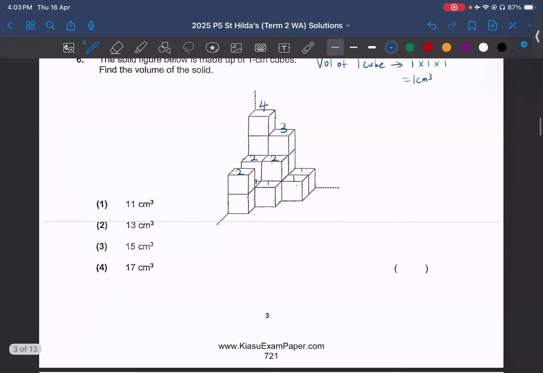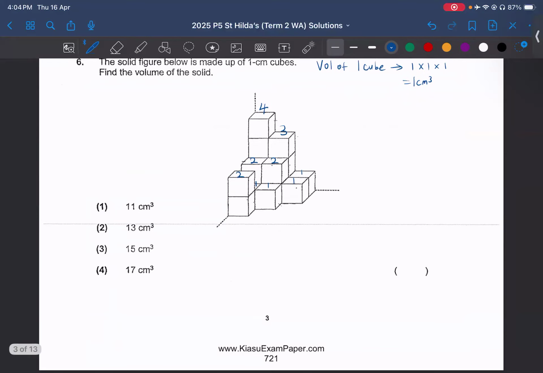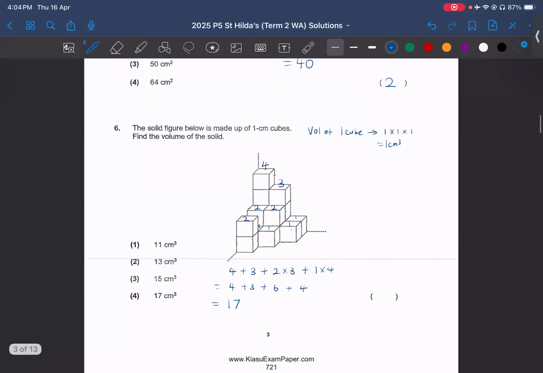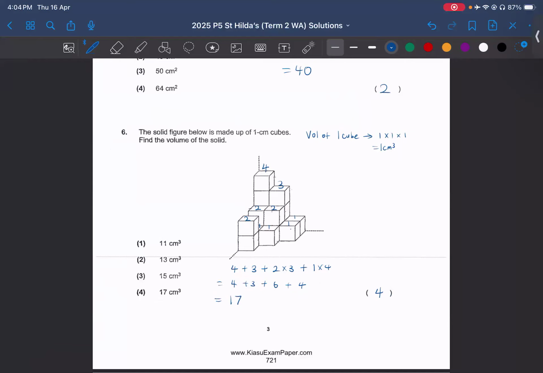So then we can proceed to add up the total number of cubes, which in this case, there is 1 stack of 4 cubes, 1 stack of 3 cubes. We have 3 stacks of 2 cubes, which is 2 times 3, plus 4 stacks of 1 cube, which is 1 times 4. So in this case, you give us 4 plus 3 plus 6 plus 4, which if you add them up, will give you 17, which is your option 4 in this case, for 17 cm cubes for the volume of this solid.